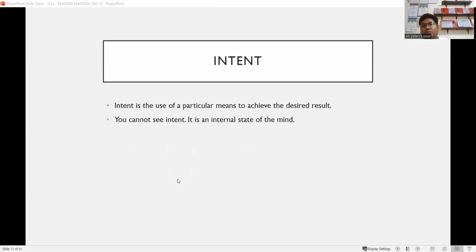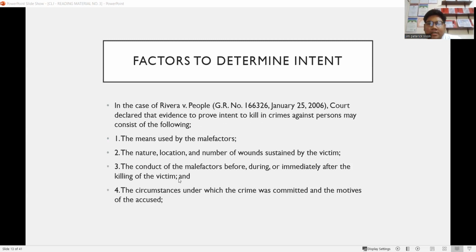Now, intent. It is the use of particular means to achieve the desired result. Intent is an internal state of mind. So we have here the factors to determine intent. In the case of Rivera versus People, the court declared that the evidence to prove intent to kill in crimes against persons like murder or homicide may consist of the following: the means used by the malefactors, whether a gun, knife, baton, or stick, and the nature, location, and number of wounds sustained by the victim.